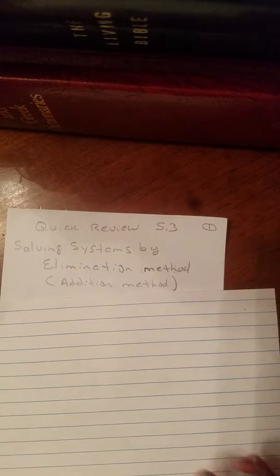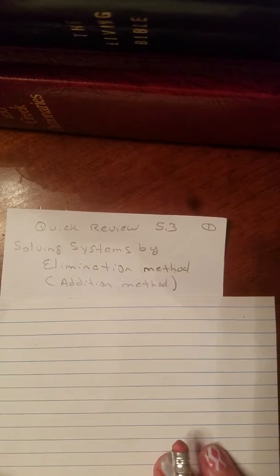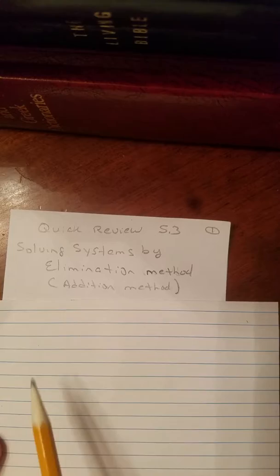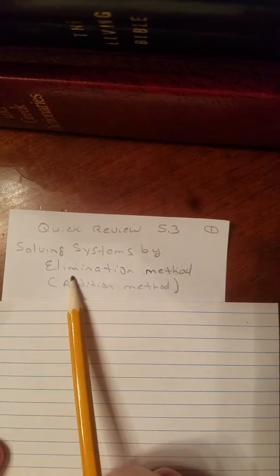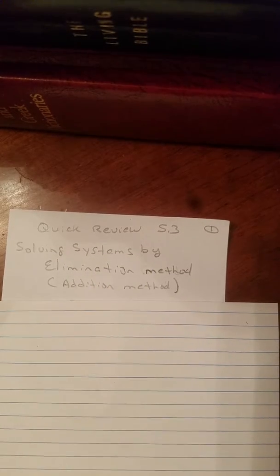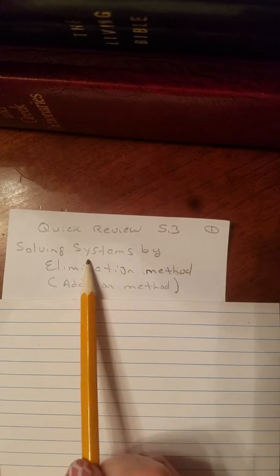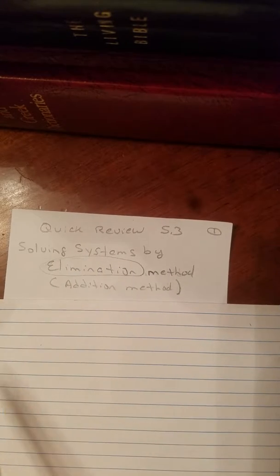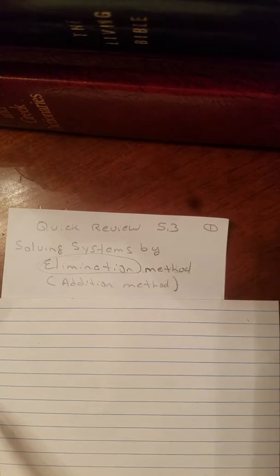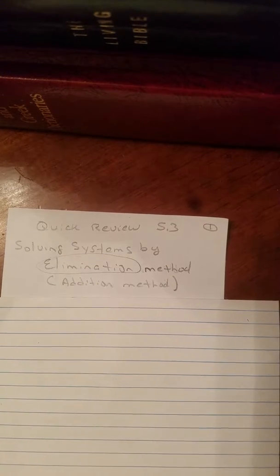Right, so this is going to be the quick review of section 5.3. It's solving systems by elimination method. Now we've done the graphing method, we've done the substitution, and now you're going to learn a third method. It is the elimination method. Sometimes people call it the addition method.